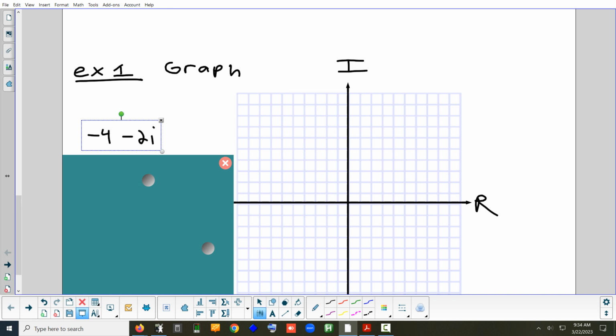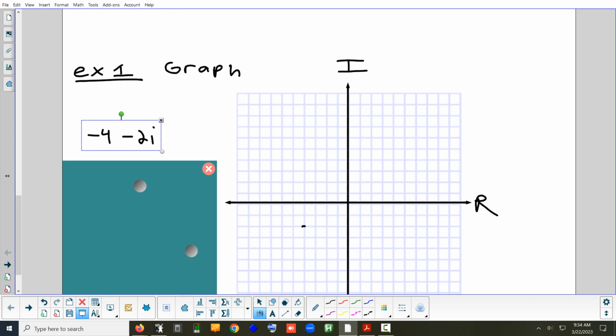Yep. Negative 4. So we're going to go left 4. And then what's the imaginary part? Yep. Negative 2i. So then that means we're going to go down 2. So left 4, down 2. And that's all there is to graphing a complex number in the complex plane. The important thing out of that is what quadrant are we in. So we're in quadrant 3. But that's going to be important.